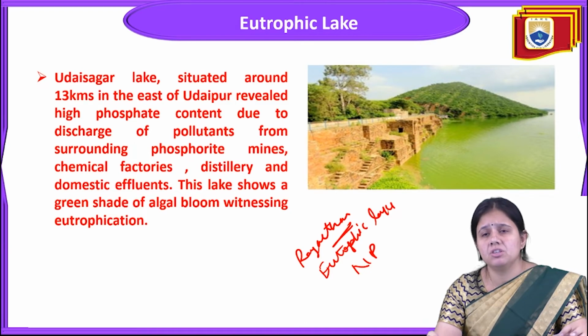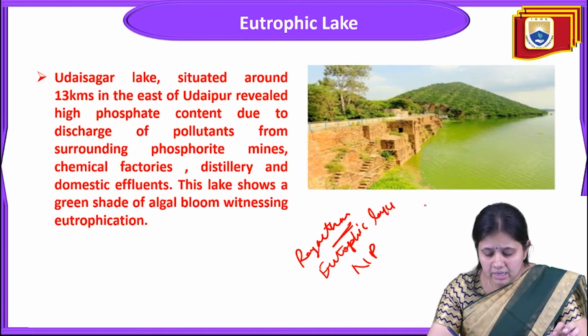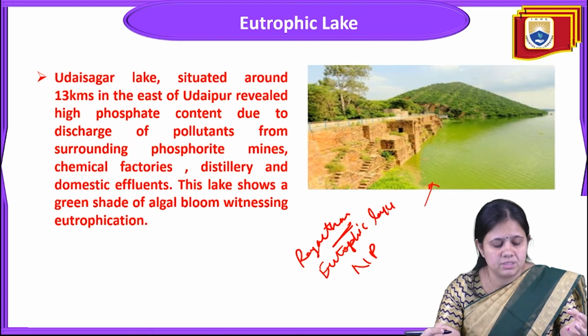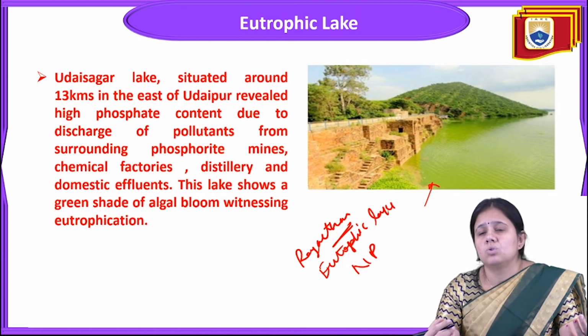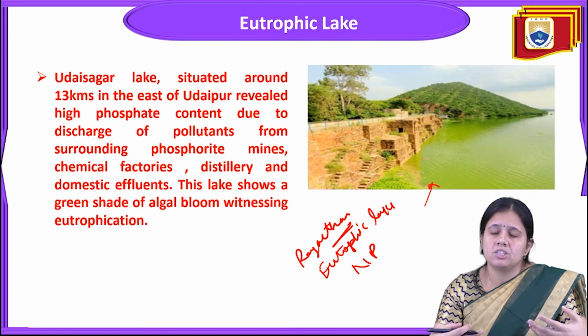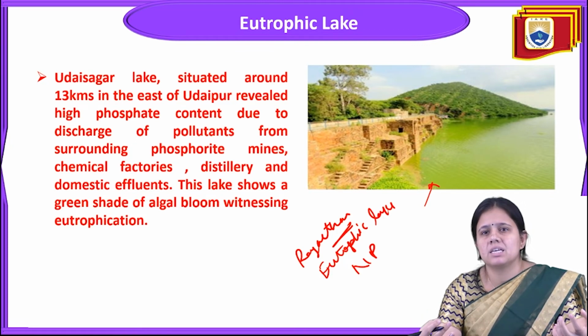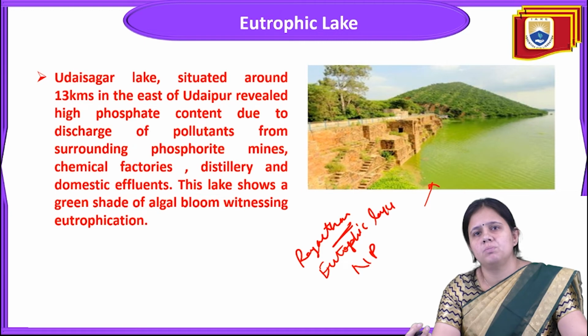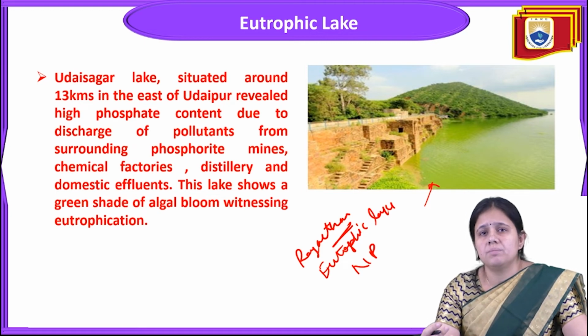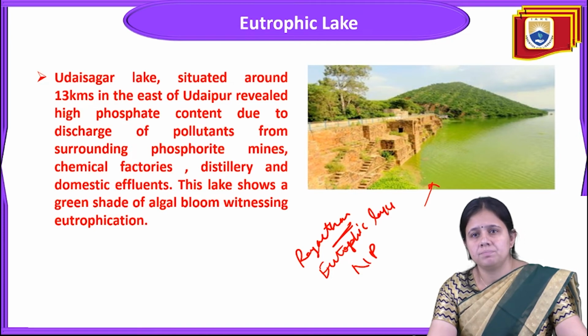Due to this addition of nitrate and phosphorus into the lake, you can see that algal bloom is there and green shade of algal bloom is there, that is witnessing the eutrophication condition of this lake. Because the white water has changed into a green water, means more algae is there. This condition is called as algal bloom condition. So this Uday Sagar lake has become a eutrophic lake due to discharge of pollutants from surrounding phosphorite mines, chemical factories, distilleries, domestic effluents.